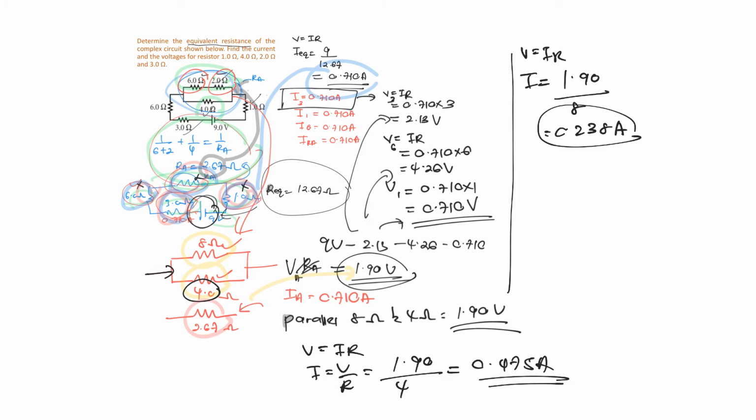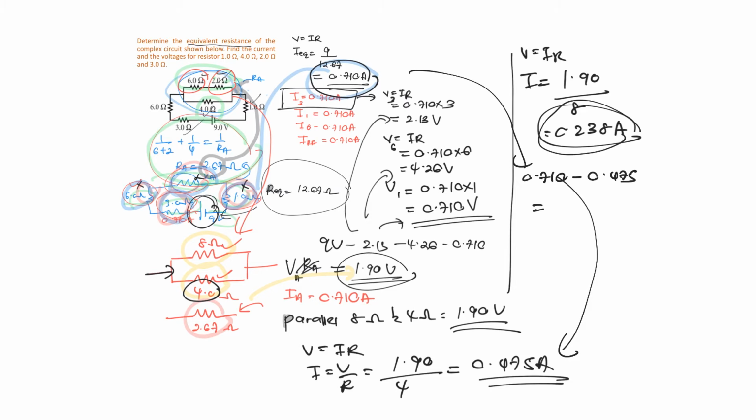You can actually find it using this, but you can also use another way. What is the current flowing into the 8 ohm and 4 ohm? Yes, it's going to be 0.710. So if you use 0.710 and subtract the current flowing through the 4 ohm, you are going to get the same thing as this one. 0.710 minus 0.475, you are going to get 0.235 ampere.